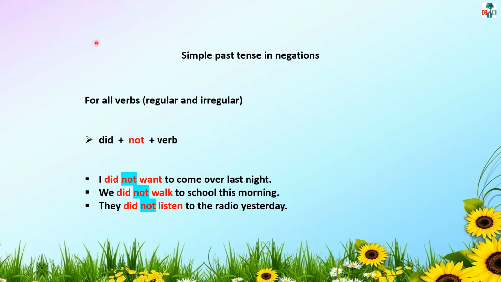Now let's see how to frame a negative sentence in the simple past tense. For all verbs, regular and irregular, we use the helping verb did plus not plus the base form of the verb. For example, I did not want to come over last night. We did not walk to school this morning. They did not listen to the radio yesterday. So children, in the past tense, we use the helping verb did plus not plus the base form of the verb to frame a negative sentence. Clear?